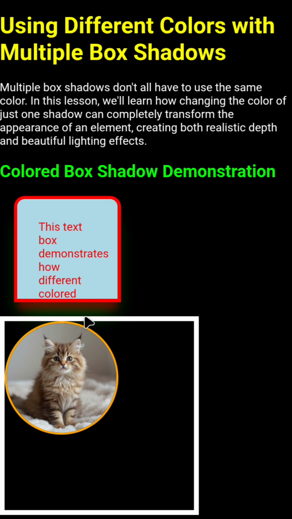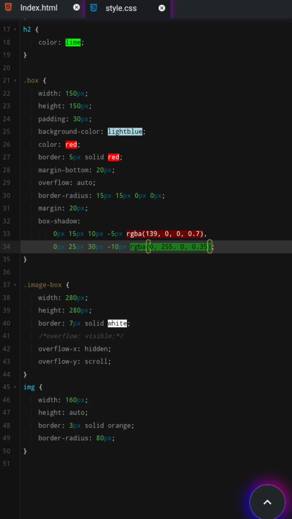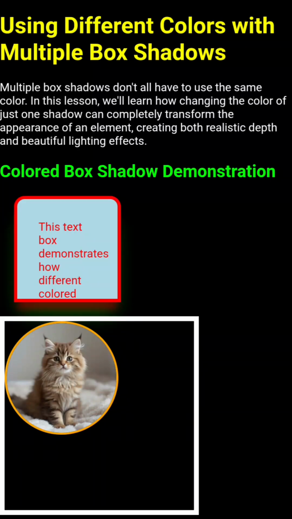You completely change the appearance of your design simply by changing the color of one shadow. That's the power of multiple box shadows. The browser doesn't care whether one shadow is red, green, blue, or purple. It simply draws each shadow exactly as you tell it. This gives you complete creative freedom. You can use realistic colors when you want your interface to look natural, or you can use brighter colors when you want to create lighting effects that grab the user's attention.